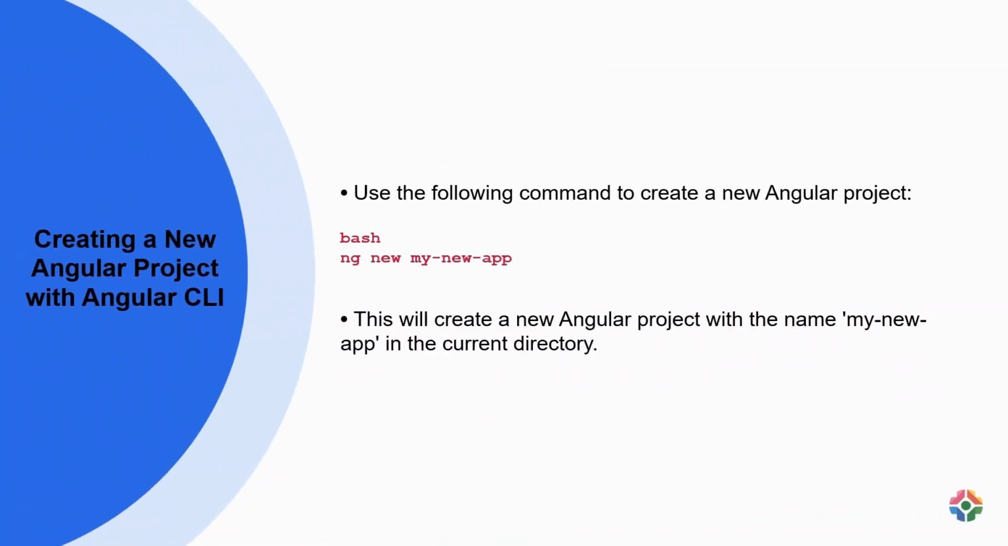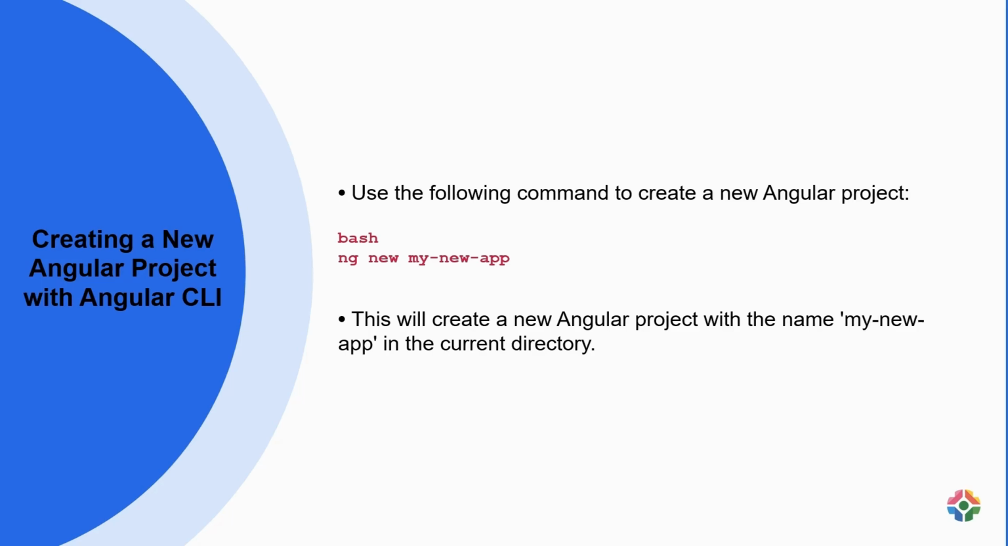To initiate a fresh Angular project, execute the command ng new myNewApp. This command will generate a new Angular project named myNewApp within the current directory. For instance, if you type ng new myNewWebsite, Angular will start a new project called myNewWebsite in the current directory.